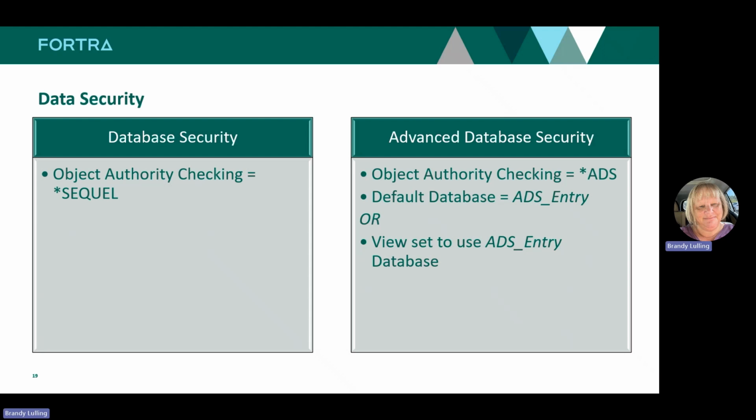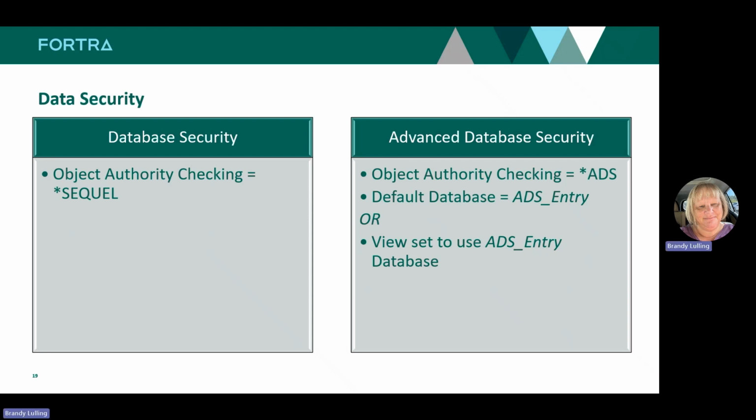If the user's defaults or the global start default settings with the object authority checking parameter must be set to star SQL. This is what activates security for the users. So even though you've gone through and set up your dictionary in Administrator, you need to go back to the user or user's defaults and change them to use our security system.